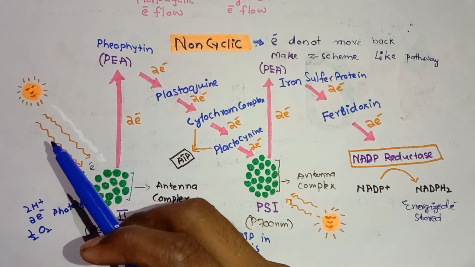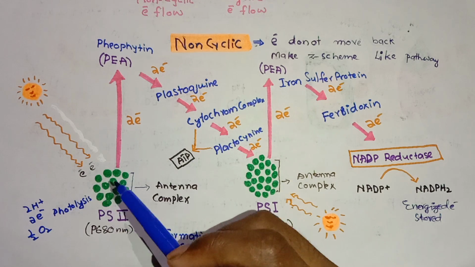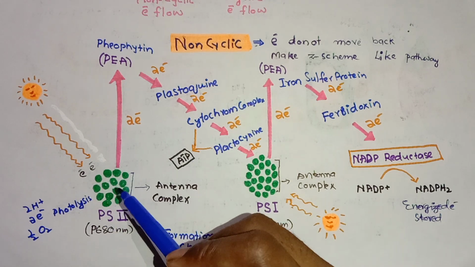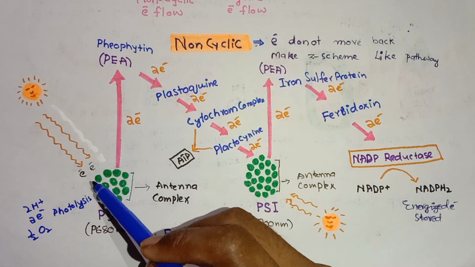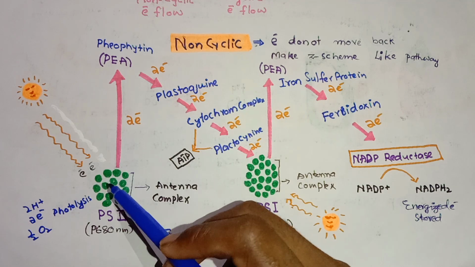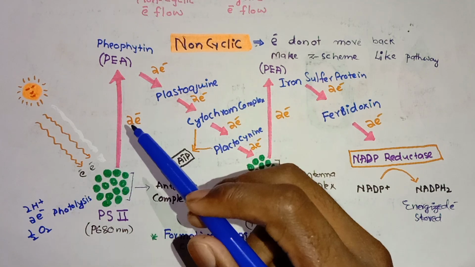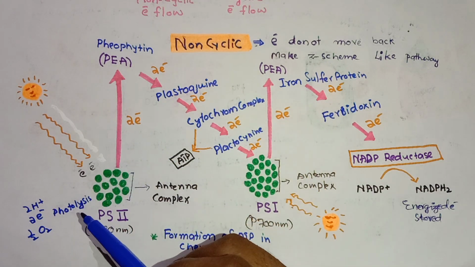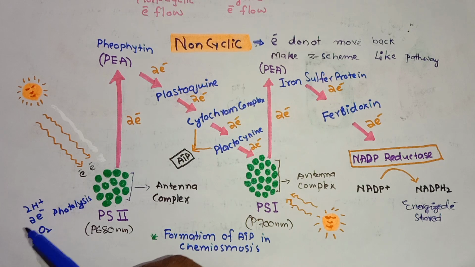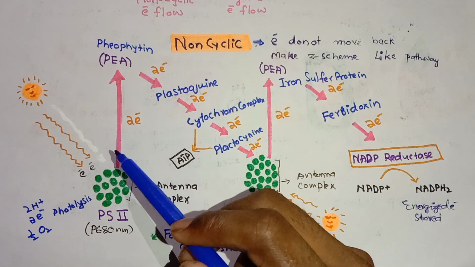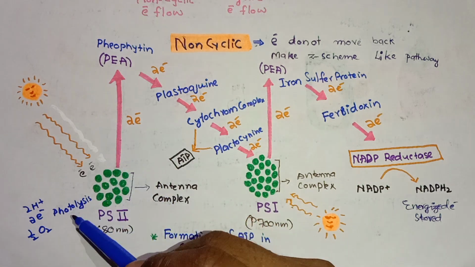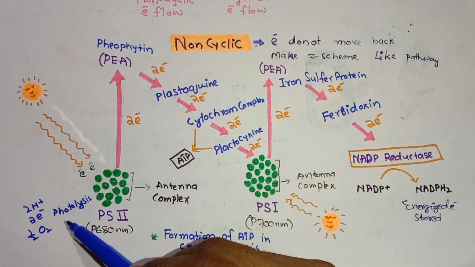When the energy of the light falls on PS2, there are photosynthetic pigments, which we can collectively call the antenna complex. When this energy falls, the electron is excited from the ground state to the excited state, and here photolysis of water occurs. That photolysis splits water into hydrogen ions, and with that it also gives two electrons and an oxygen molecule. The electron that was excited by the sun leaves a gap, but the gap is filled by the electrons that come from the photolysis.